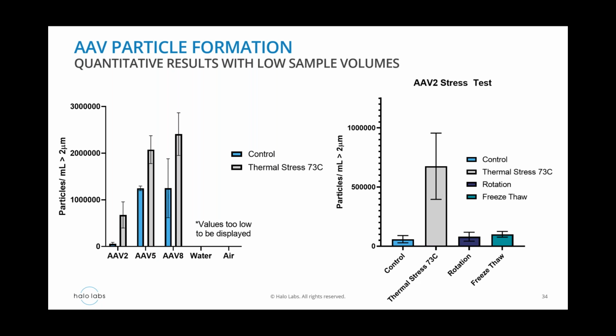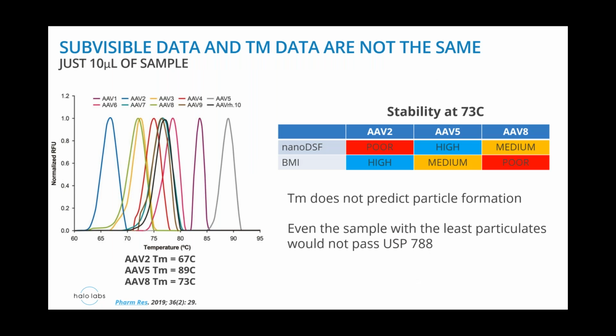We've also characterized, for example, AAV2 stressed under several conditions, and we can see that the control has the lowest counts, definitely a lot of aggregation during thermal stress, and then increasing stress as a result of rotation and freeze thaw as compared to the control. Now, we only did this with 10 microliters to get high-level insights, then replicates of 30 microliters a well.